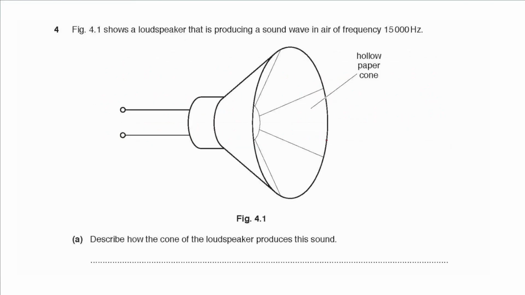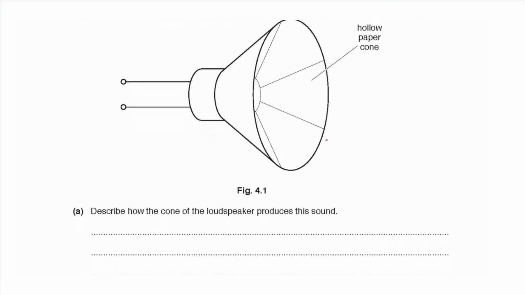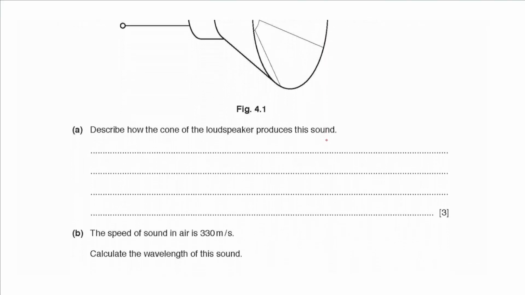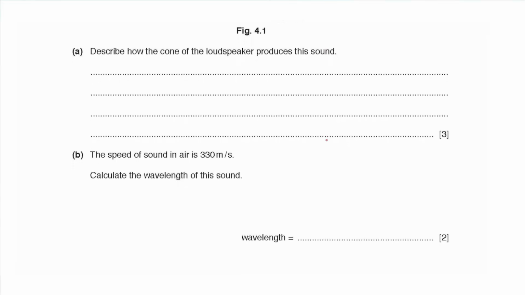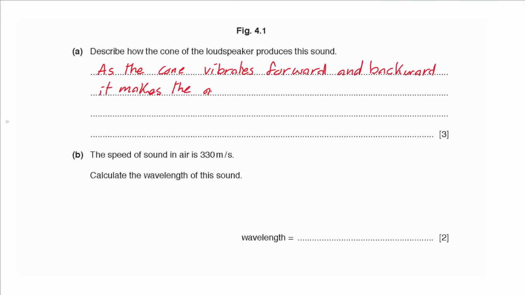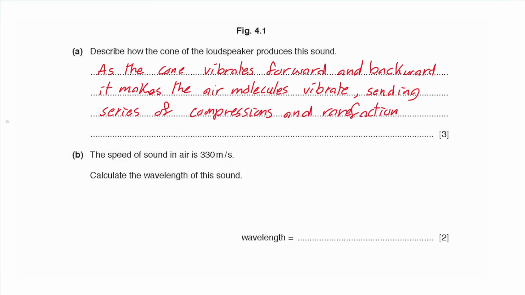Question 4 says figure 4.1 shows a loudspeaker that is producing a sound wave in air of frequency 15,000 Hz. Describe how the cone of the loudspeaker produces this sound. We can say that as the cone vibrates forward and backwards, it pushes the air molecules to vibrate, sending a series of compressions and rarefactions. And these compressions and rarefactions move through the air.